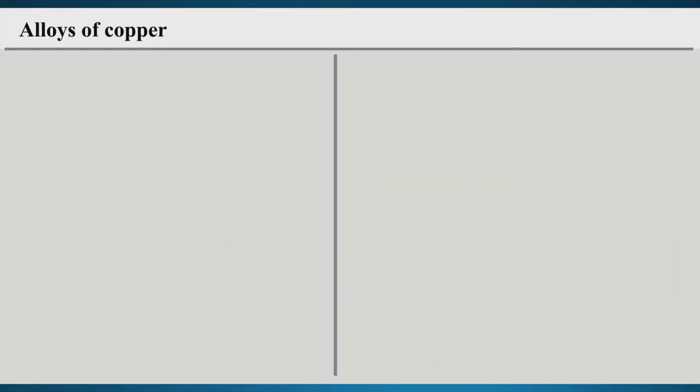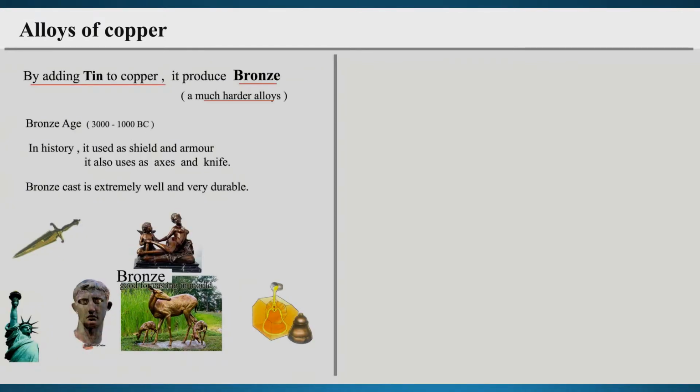Now I'm going to talk about alloys of copper, and I'm going to talk about two types, bronze and brass. Now let's start off with bronze. Bronze is copper, but you add a small amount of tin. Once you add tin to it, it becomes a much harder alloy. And that's back in the Bronze Age. They are strong enough to make into a shield or armor, or used as a knife or an axe back in those days.